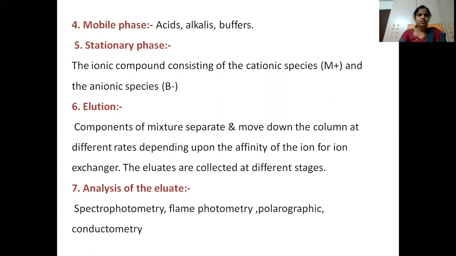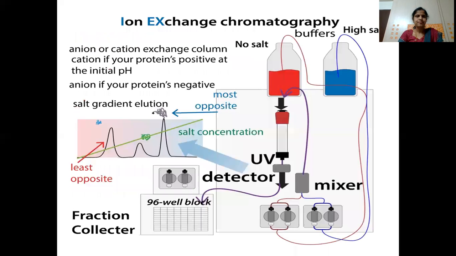After the elution process, we will be collecting all the fractions in a conical flask or a beaker, and then we have to do the analysis of the solute. The analysis of the solute can be made by spectrophotometry, flame photometry, polarography, or conductometry. Any of these techniques you can use for the analysis of the eluate.